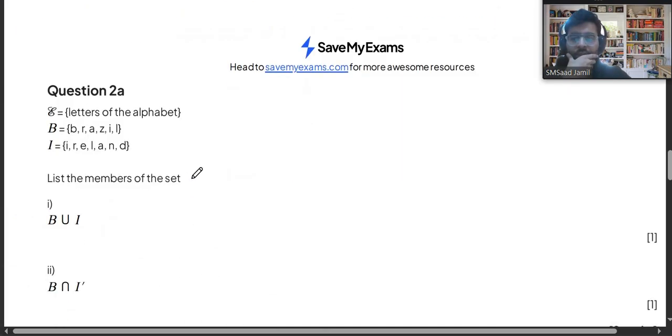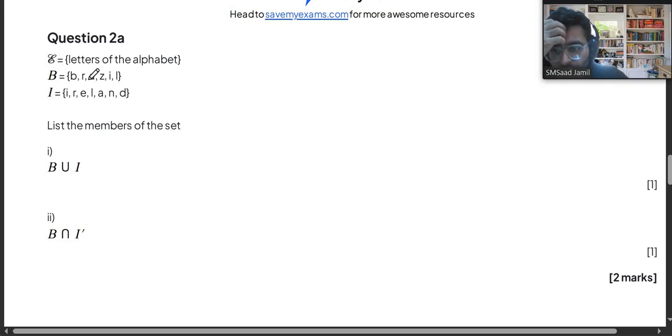Moving on to question number 2. In question number 2A, we have the universal set: letters of the alphabet. Alright, A, B, C, D letters. So we have A, B, C, D, E. Now it says list the members of the set B union I. Alright, B union I. In order to do this question, first write A, B, C, D, all of them in a straight line.